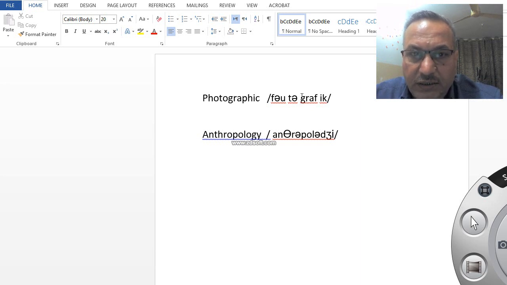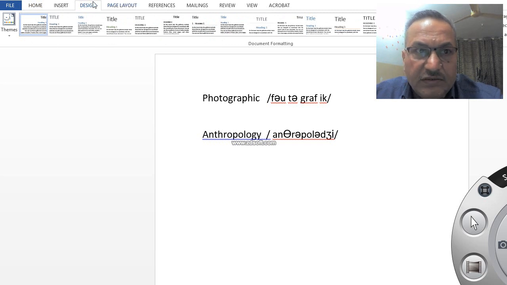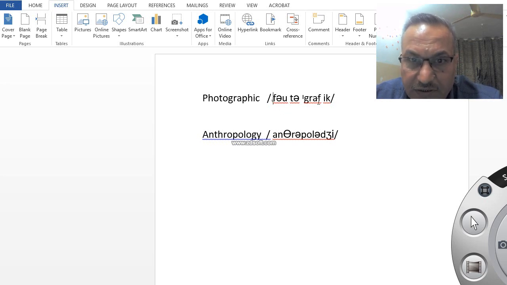So, how do I mark this syllable? I'm going to put a small vertical line just higher up the beginning of the syllable, graph. So graph is stressed. And which syllable has secondary stress? Pho. So I put what? I put a small vertical line just under the syllable. Look, small vertical line just under, photographic.